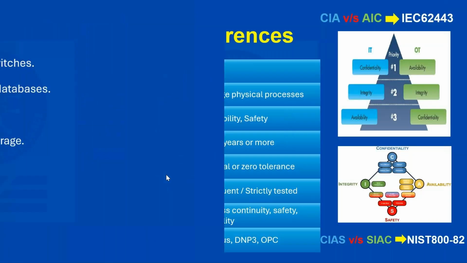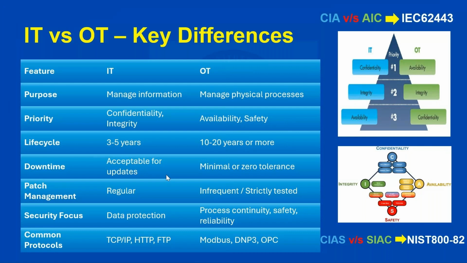Now, what is the key difference between information technology and operations technology? One key difference you can see on the right-hand side is a triad. Fundamentally, information technology security is based on the CIA triangle, where confidentiality is the topmost priority. Of course, integrity and availability are the second and third. But when it comes to operations technology, availability comes first. So it is basically AIC.